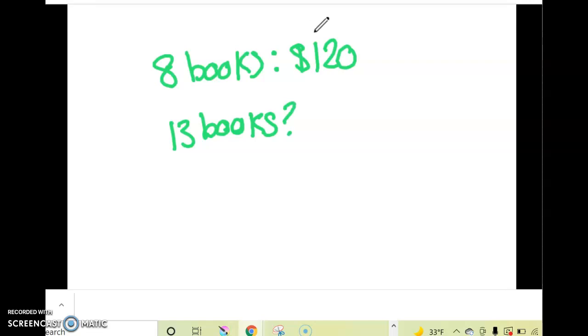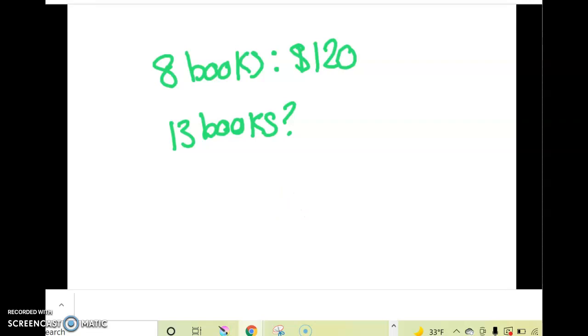How am I going to use 8 books in order to find 13? The problem is 13 is not a multiple of 8. If I skip count by 8, I go 8, 16, 24. I skip right over 13. So I can't use an equivalent ratio in order to get from 8 to 13. I'm instead going to have to use a unit rate.